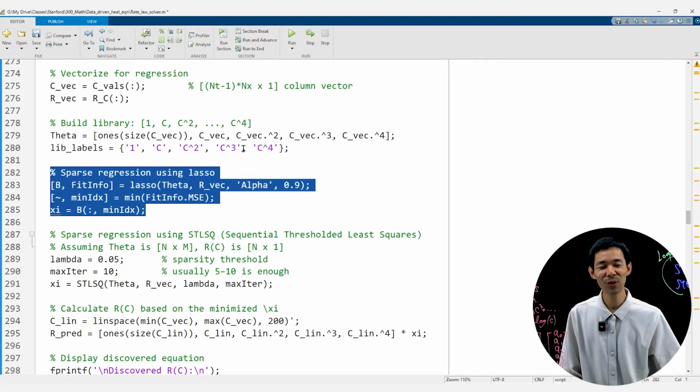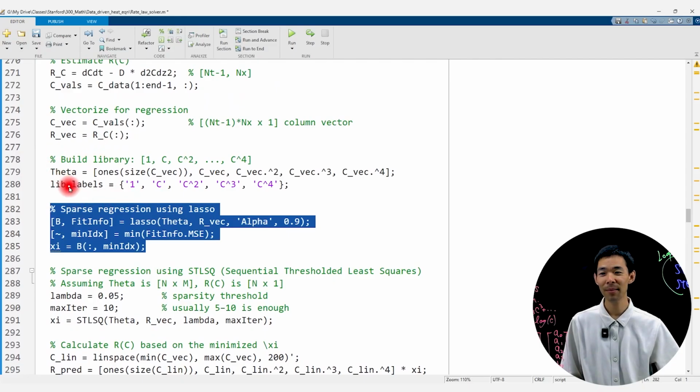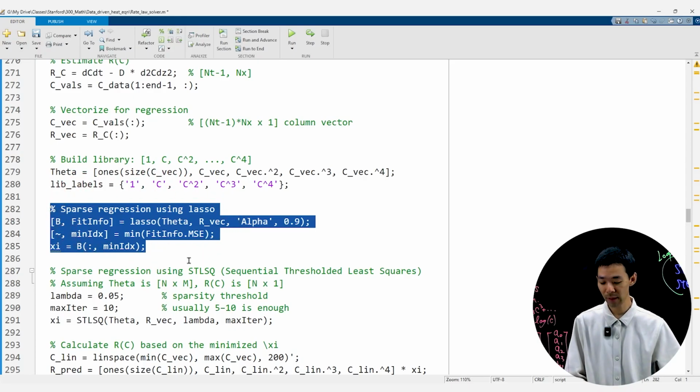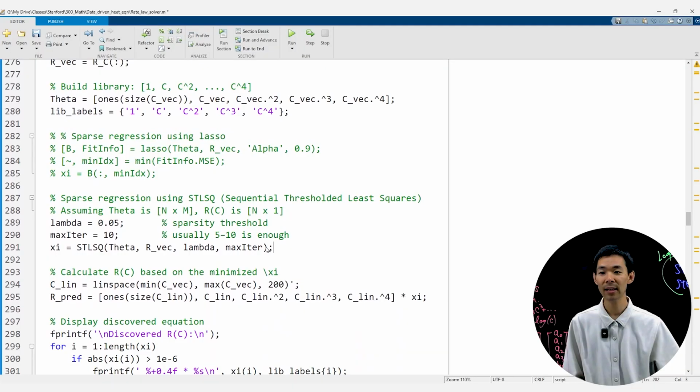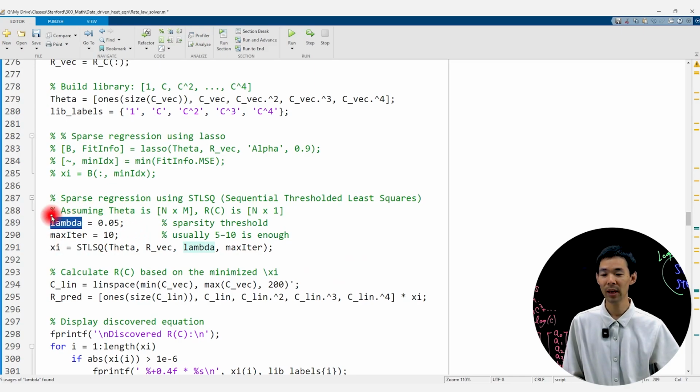From our script from earlier, after we created the entire gigantic matrix of the library, we fed it into a sparse regression. We used lasso before right here in this code. I'm going to comment that out, and I have activated this script right here, which actually calls the STLSQ algorithm that I just explained to you. So it's going to specify some value of lambda, which I've taken to be 0.05, and the max number of iterations. The rule of thumb is 5 to 10 is pretty good.